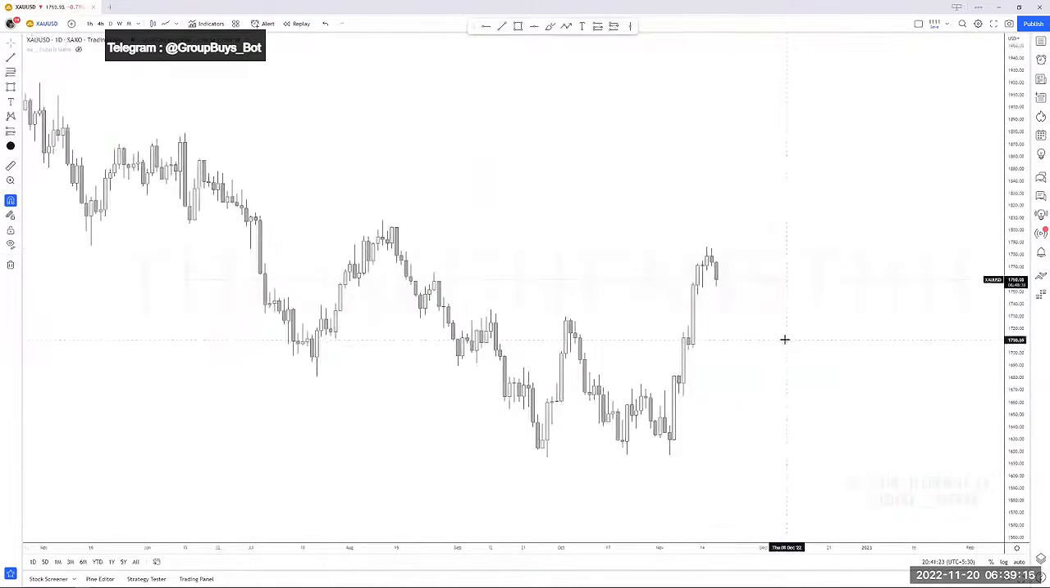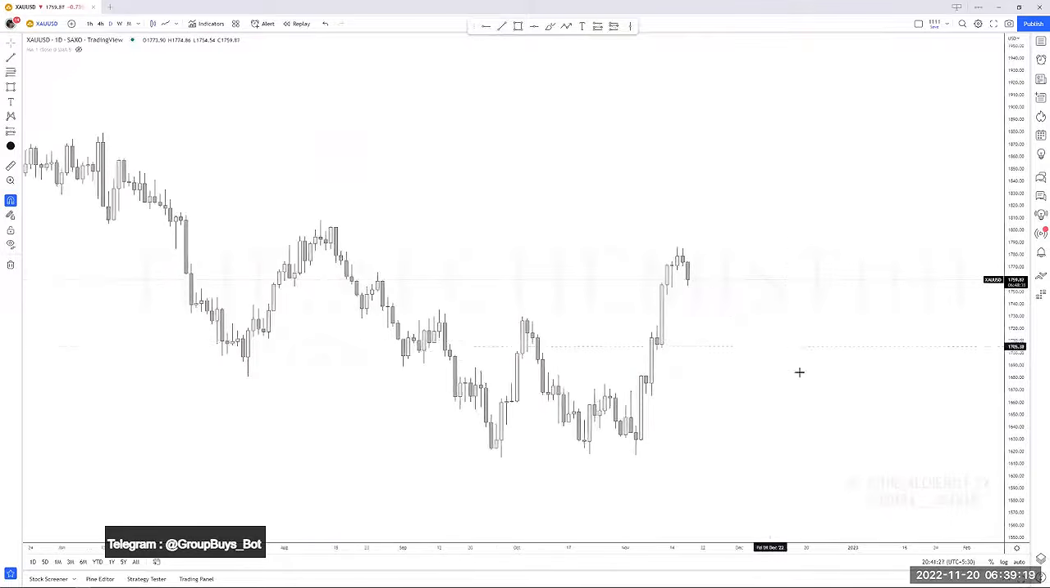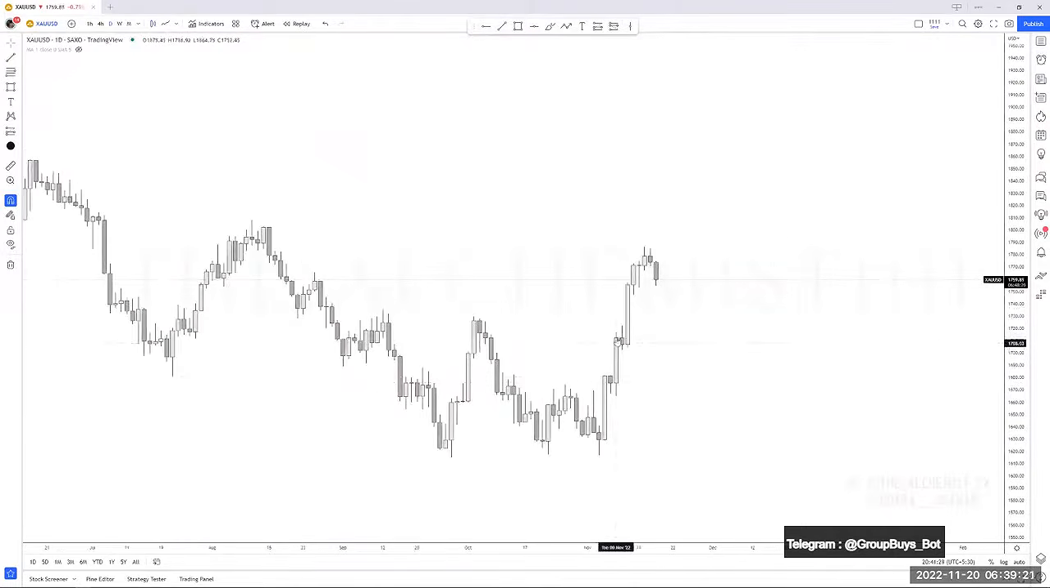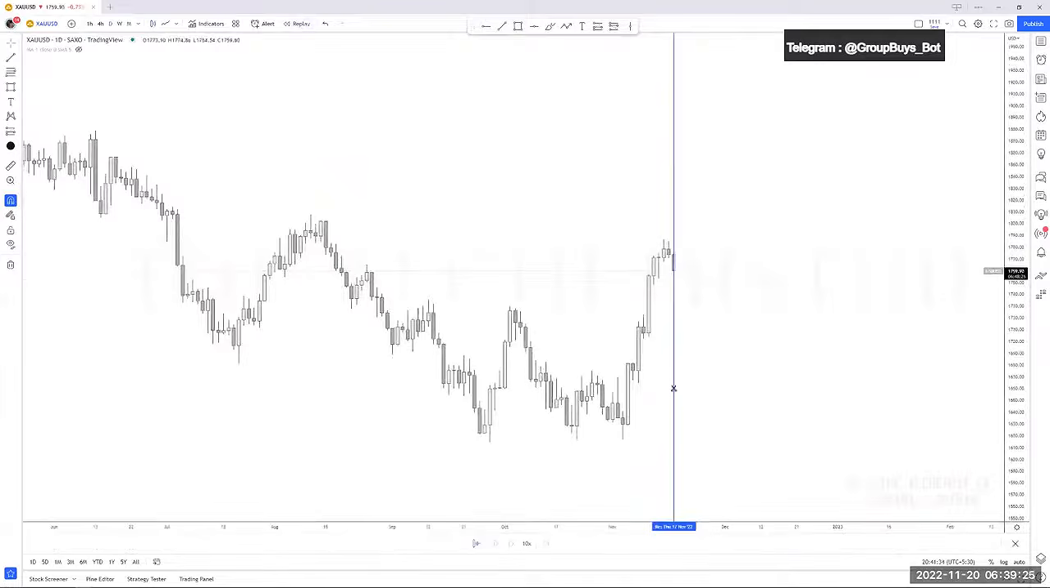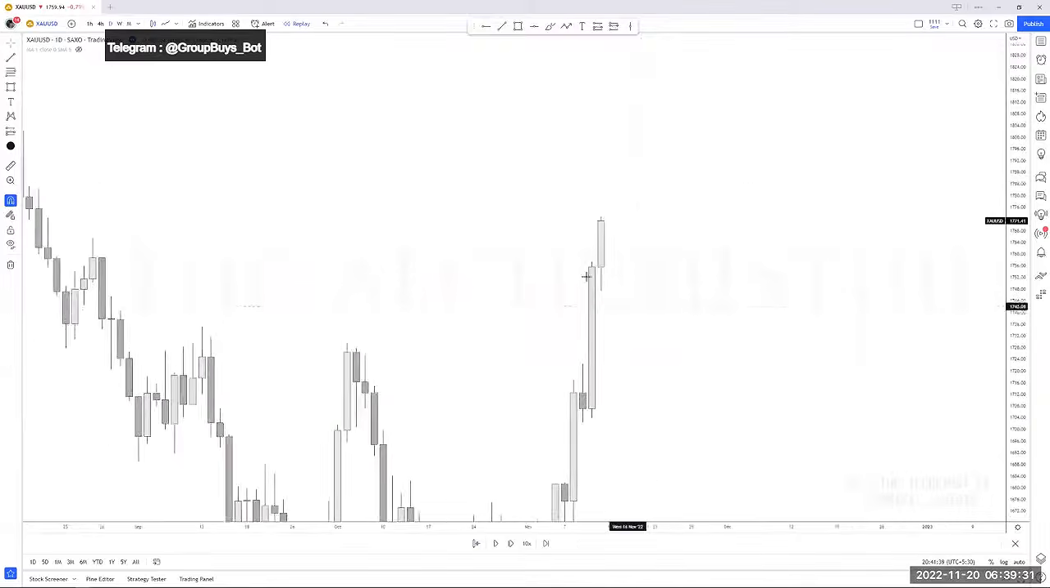Okay, now there's another thing. We call it the open close levels. So it has nothing to do with these V formations or A formations. It will be something like this. So why do we call it the open close levels? Because what did I tell you? I told you we focus on the closing prices only, right?